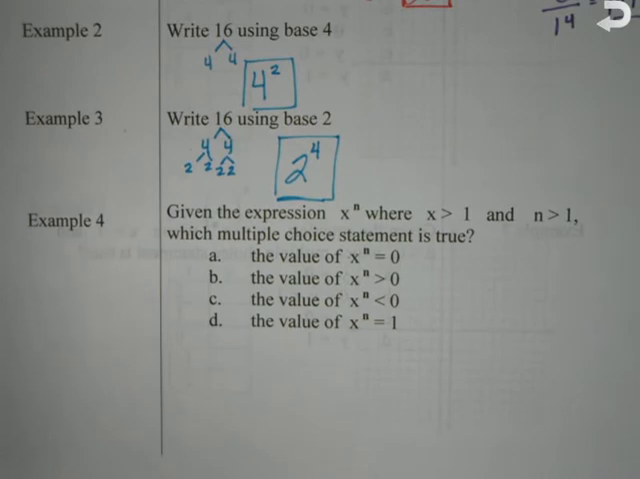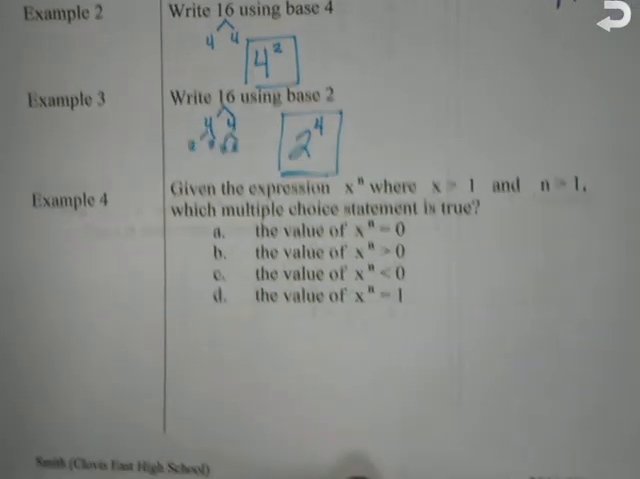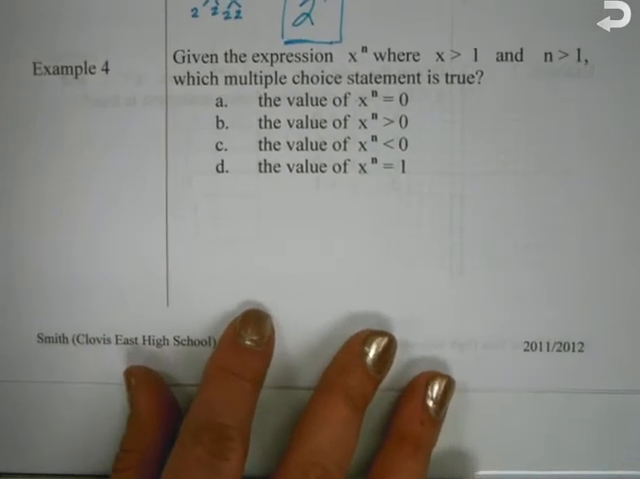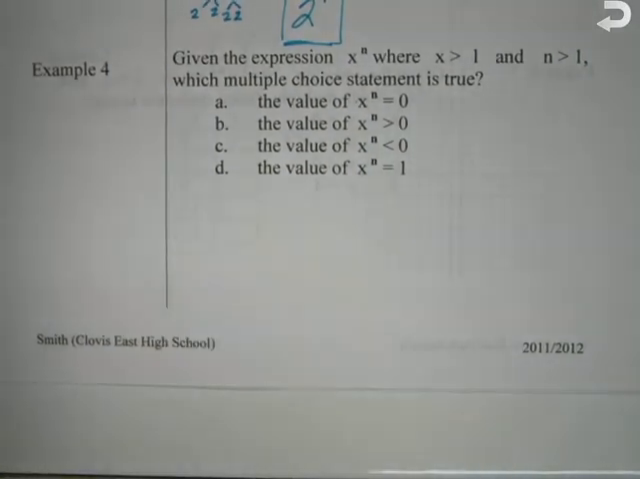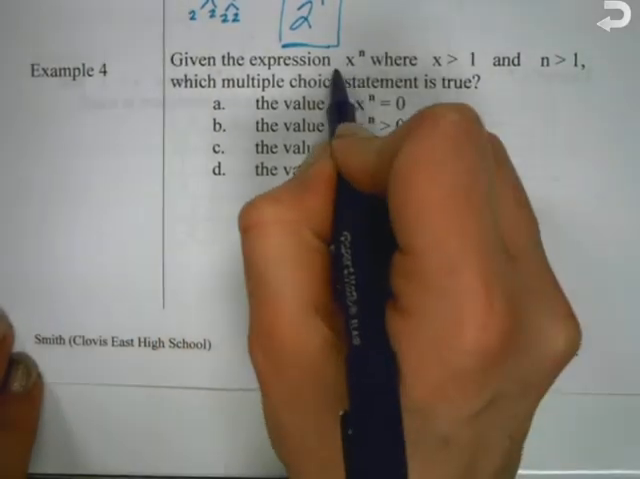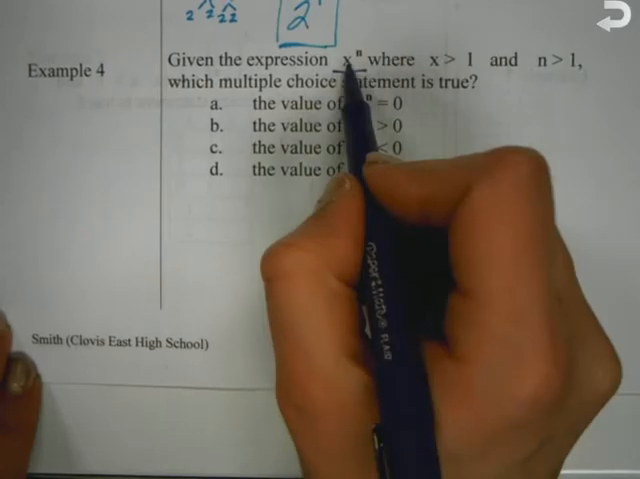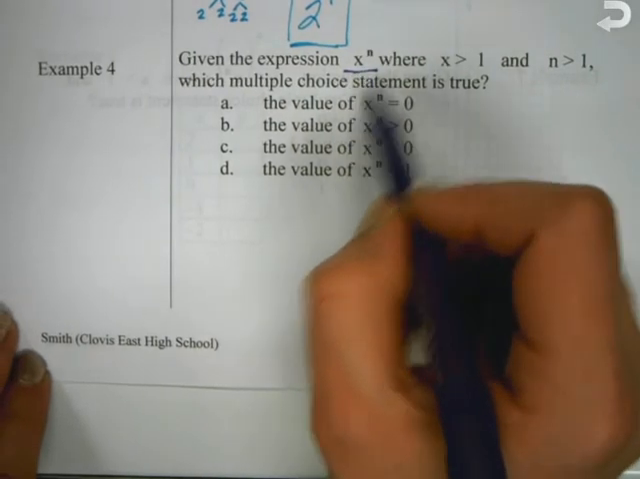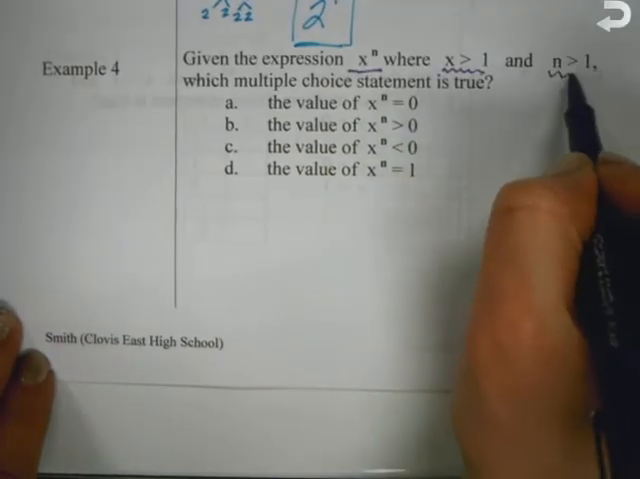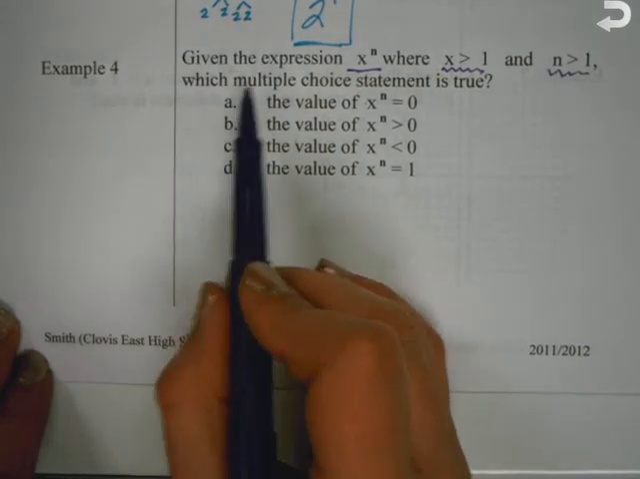Now what we have is example multiple choice problems. These are very similar to what you might see on the STAR test. So we're going to go over it and decide what the best way to approach these is. So, number 4. Given the expression x to the n, so we don't know what the base or the exponent are yet, where x is greater than 1 and n is greater than 1, which multiple choice statement is true?